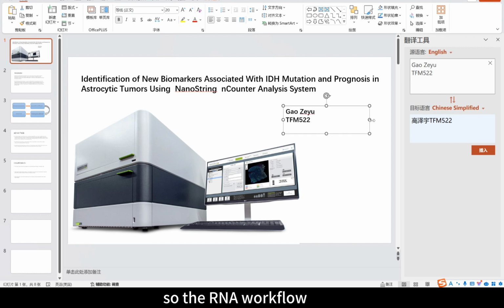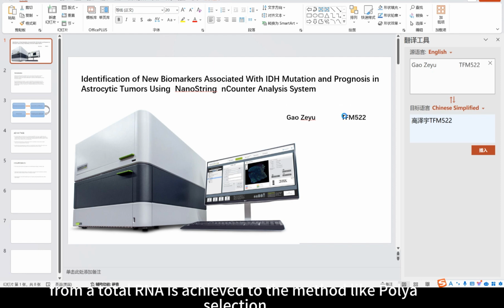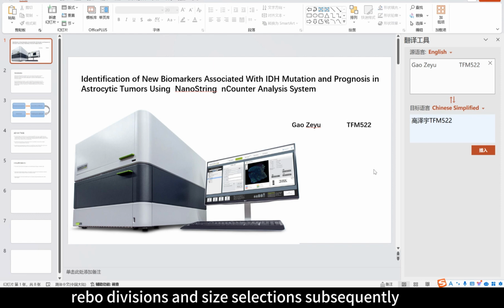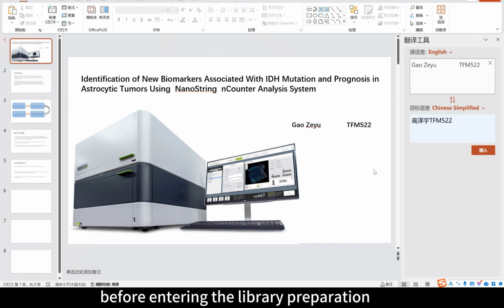So the RNA-seq workflow initiates with the extraction of RNA from the biological sample, such as tissue or cells. Following this step, isolation of mRNA or specific RNA from the total RNA is achieved through methods like poly-A selection, ribo depletion, and size selection. Subsequently, the RNA is converted to cDNA through a reverse transcription process before entering the library preparation.